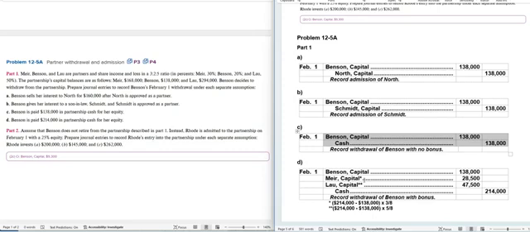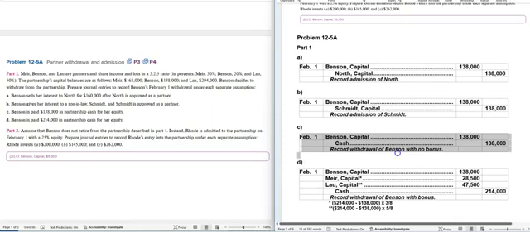So overall, the partnership's cash went down. Notice that in scenario A, this was North's personal cash going to Benson, so it had nothing to do with the partnership's cash. That's the difference between A and C.